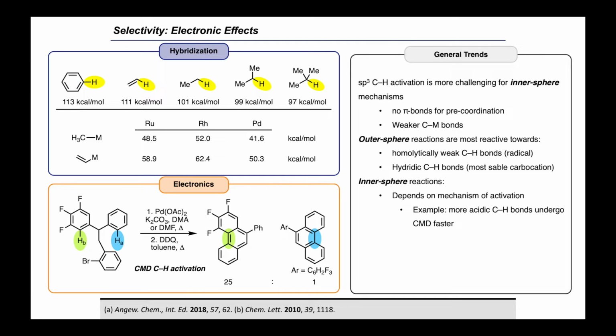Selectivity for inner sphere mechanisms is also impacted by the method of CH activation, as different mechanisms will be selective for the most electron-rich CH bond or the most electron-poor CH bond. For example, more acidic CH bonds will undergo faster CMD.